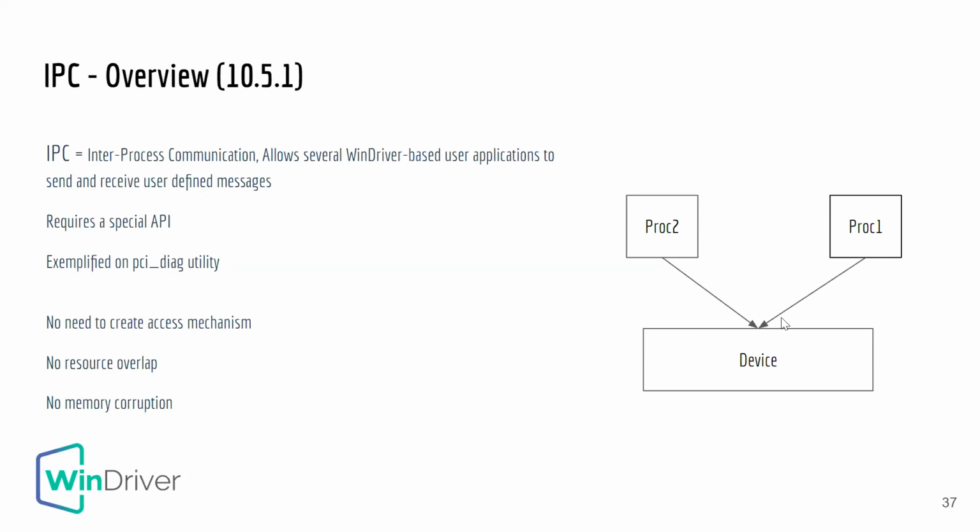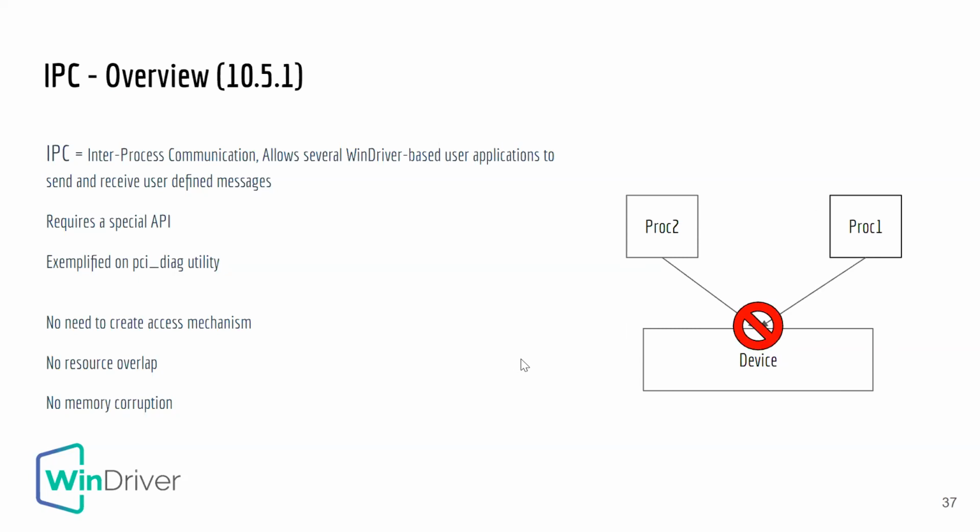you need to have a mechanism that creates access control, so both of them won't create a resource overlap. You need to make sure that there is no memory corruption, that one is not writing on the other process's memory. And it can be quite a headache.